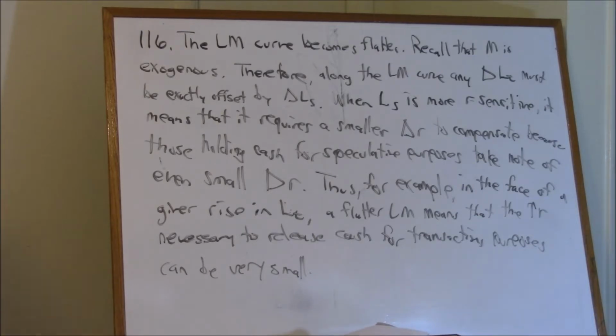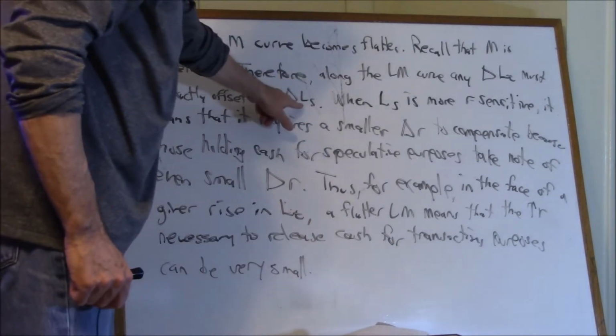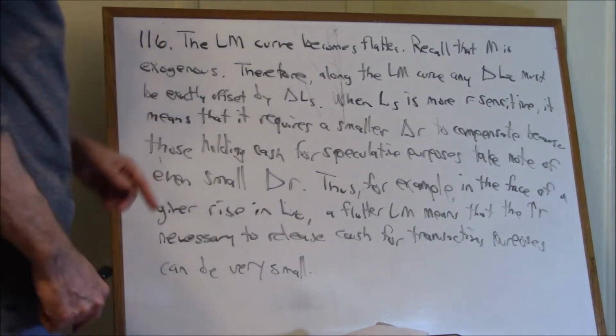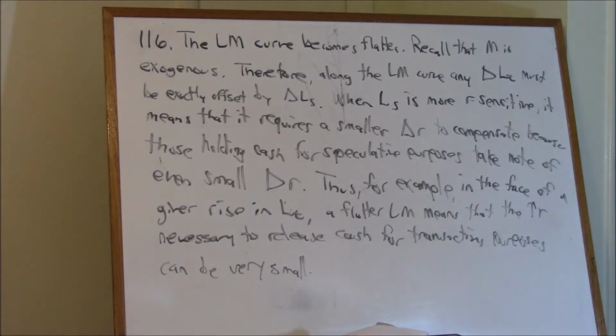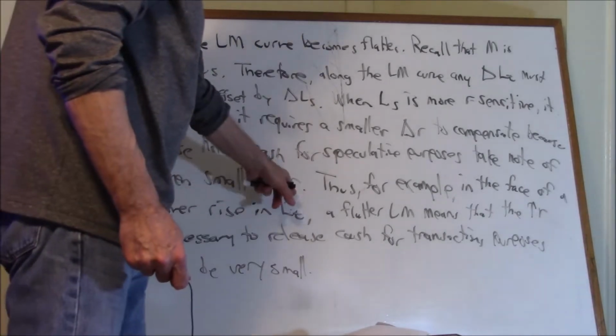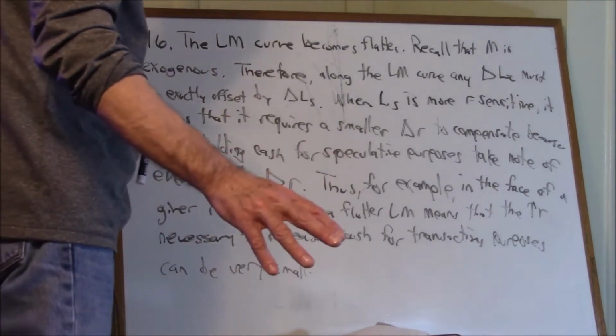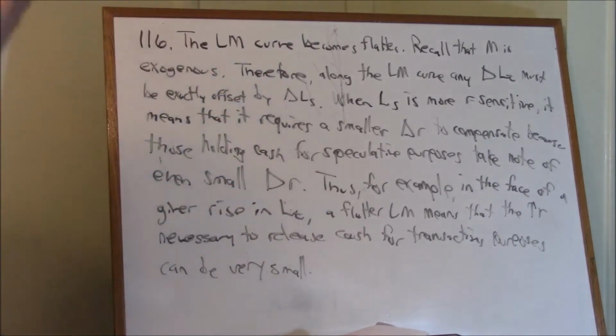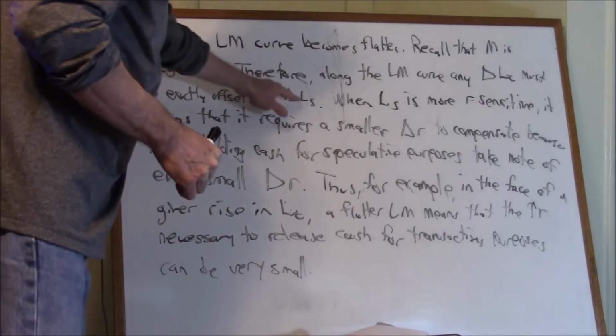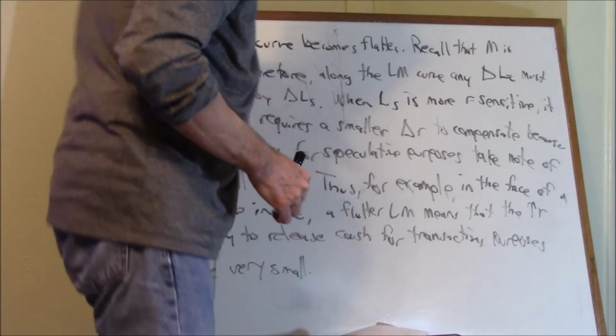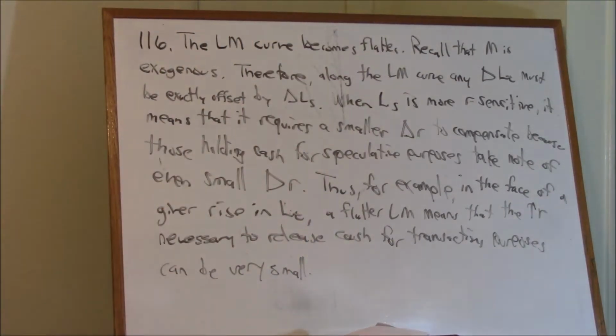All right, so when LS is more interest sensitive, when these people here are more interest sensitive, it means that it requires a smaller change in R to compensate them. All right? And so they take note of even small changes in the interest rate. There, and then I give an example. Therefore, for example, in the face of a given rise in LT, which is exactly the little diagram we did a moment ago, a flatter LM curve means that the rise in interest necessary to release cash from them to them, it can be very small. And that's it.